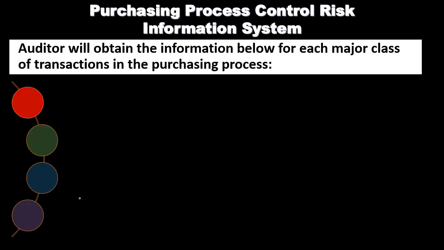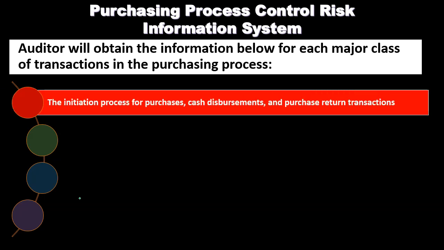Purchasing process control risk: information system. The auditor will obtain the information below for each major class of transaction in the purchasing process. So we're going to go through this process. We're going to obtain this information related to the initiation process for the purchase, cash disbursements, and purchase return transactions.